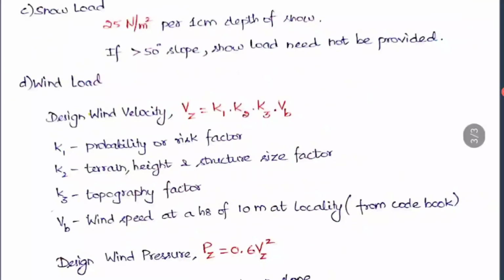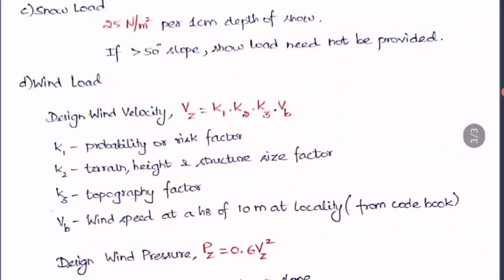And the next is the snow load. It is 25 Newton per meter square per 1 centimeter depth of snow. In the tropical regions, if the snow is not there, the depth is 0, so automatically we can neglect this snow load. In areas where snow is there, if the slope provided is greater than 50 degrees, we need not add this load to the design because the snow will itself slide down.